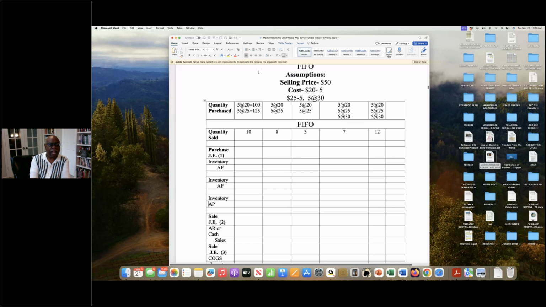So when we buy 5 at 20, we have 100. We debit inventory for 100 and we credit accounts payable for 100. Then we buy the second set at 125. We debit inventory for 125 and we credit accounts payable for 125. So we record both purchases.